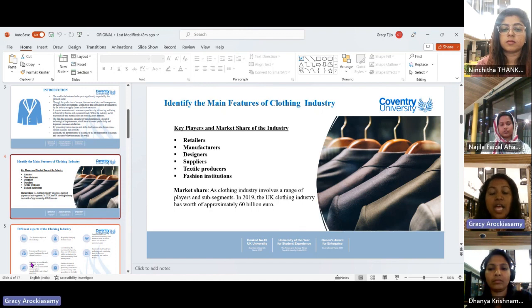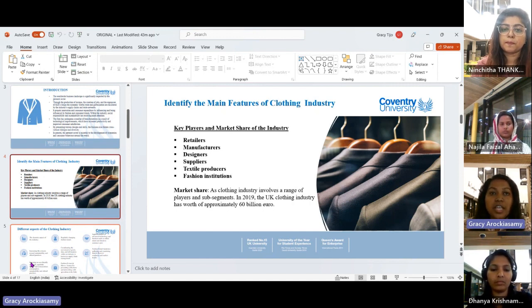Textile producers are the players involved in producing fabric materials used in the production process. When it comes to fashion institutions, they provide education and training in the field of fashion design and others. Then we can look into the market share.